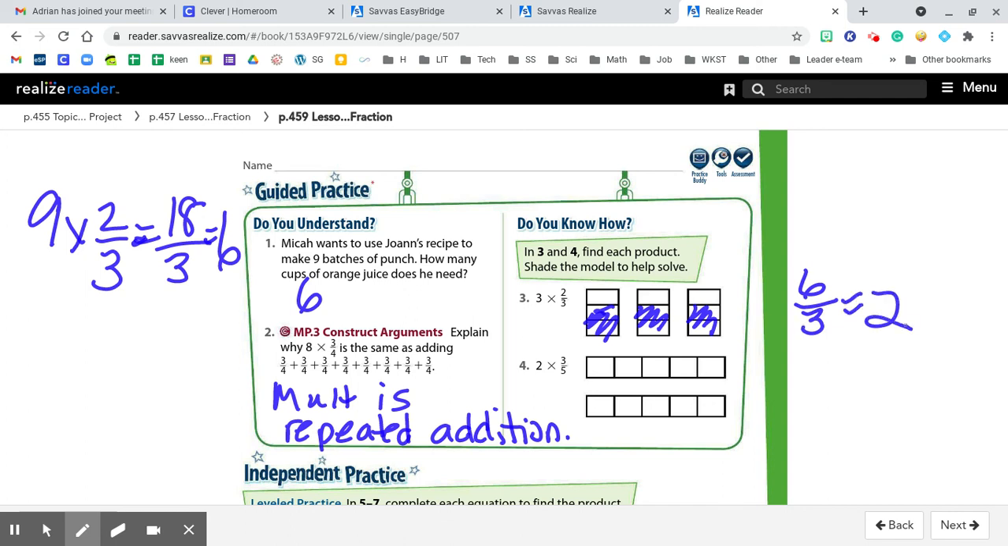4 times 3/5, or 2 times 3/5, 3/5 equals 6/5, which equals 1 1/5.